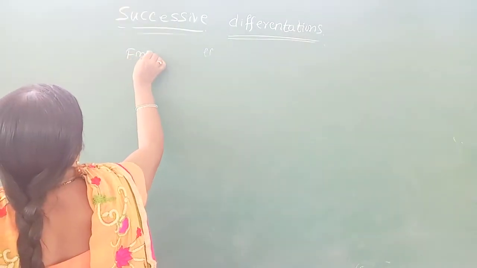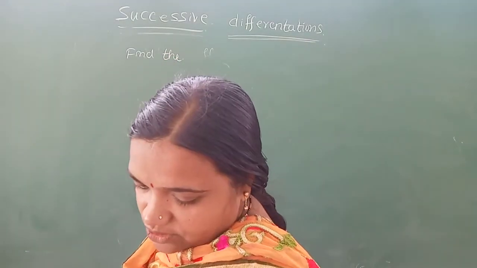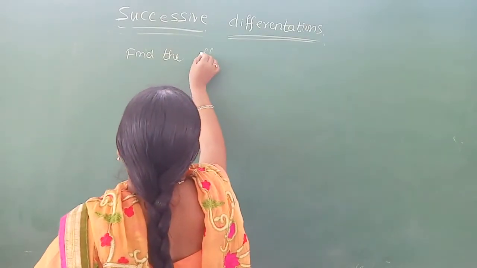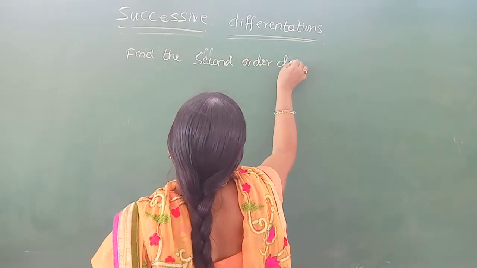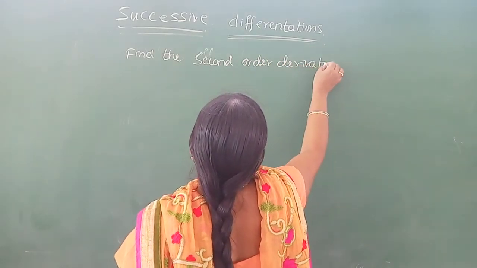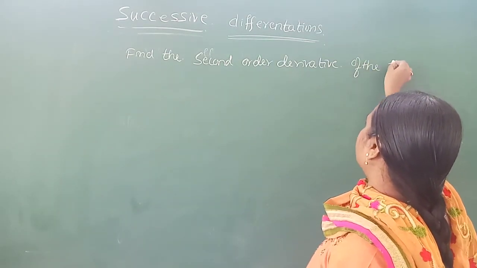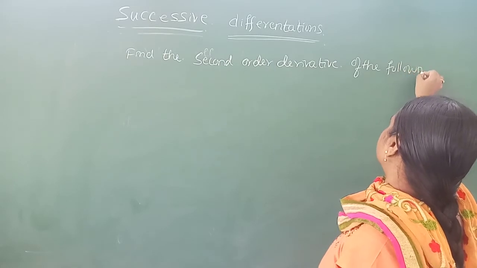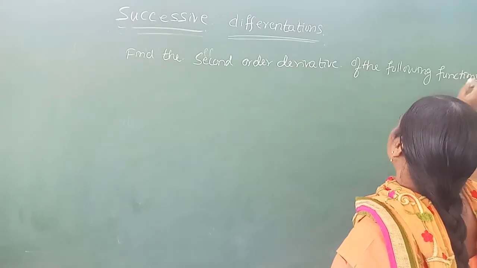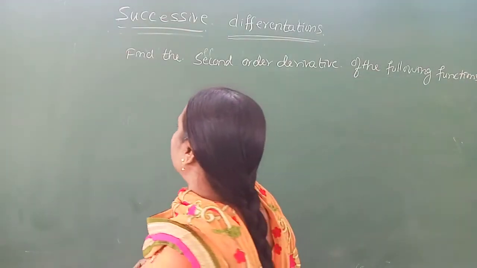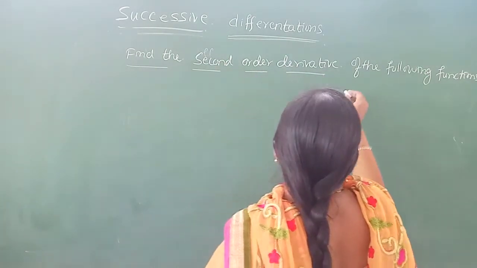Find the second order derivative of the following functions. We do one by one. Second order derivative means how many times are we doing the differentiation? 2 times.